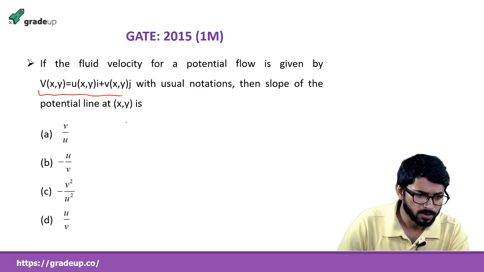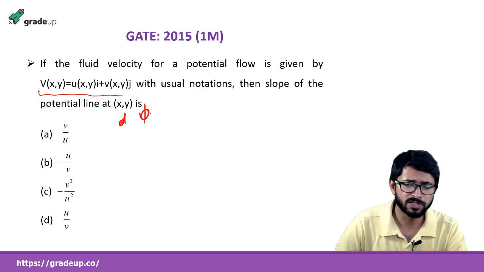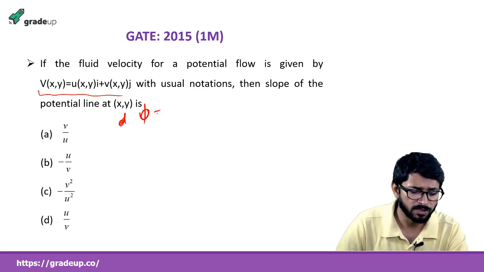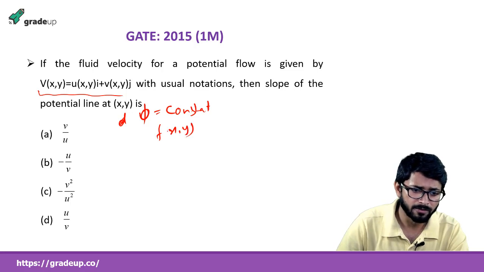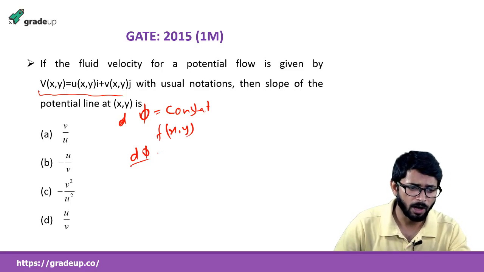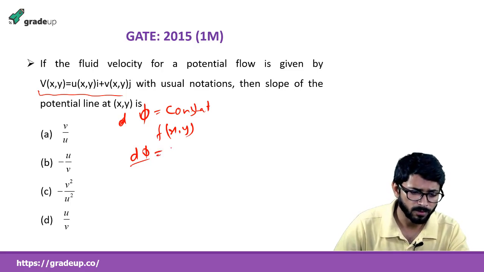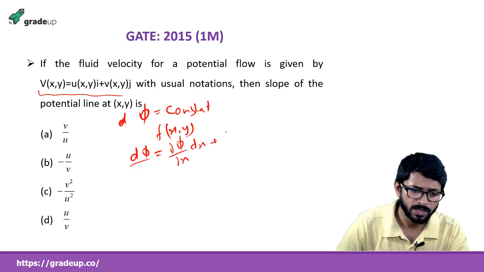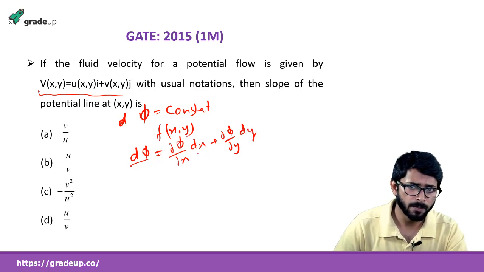So for the slope of the potential line, we already know how to find it. Let's say phi is a potential function, which is constant and which is a scalar function of x and y. So we can take the derivative: d phi will be equal to del phi by del x into dx plus del phi by del y into dy. This is how we find the derivative of a function.